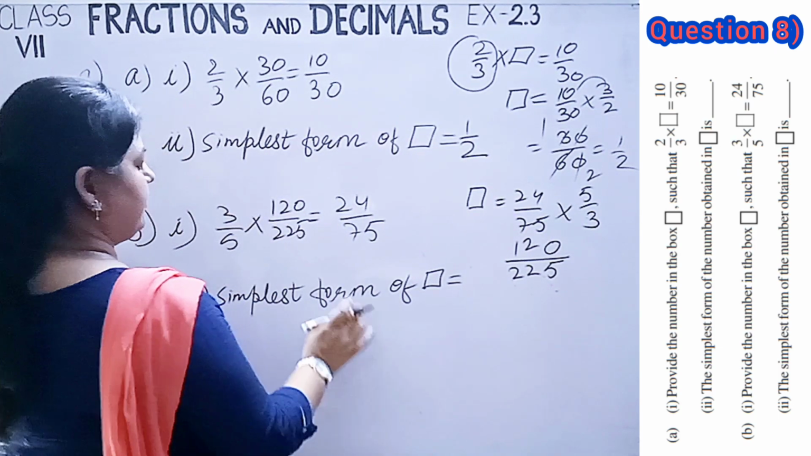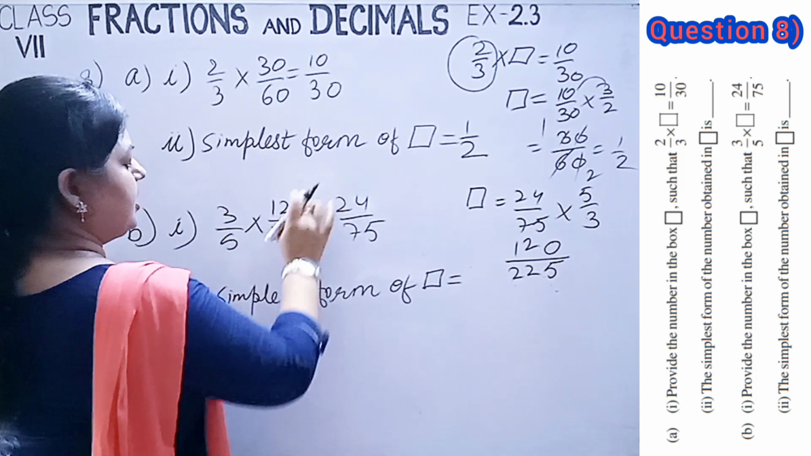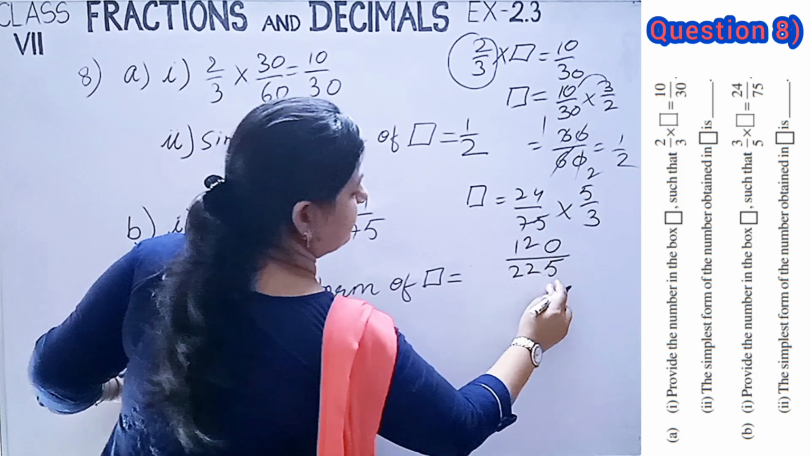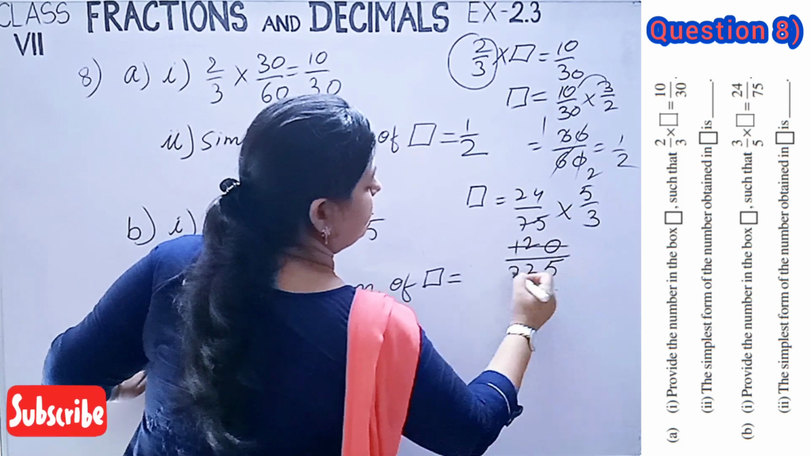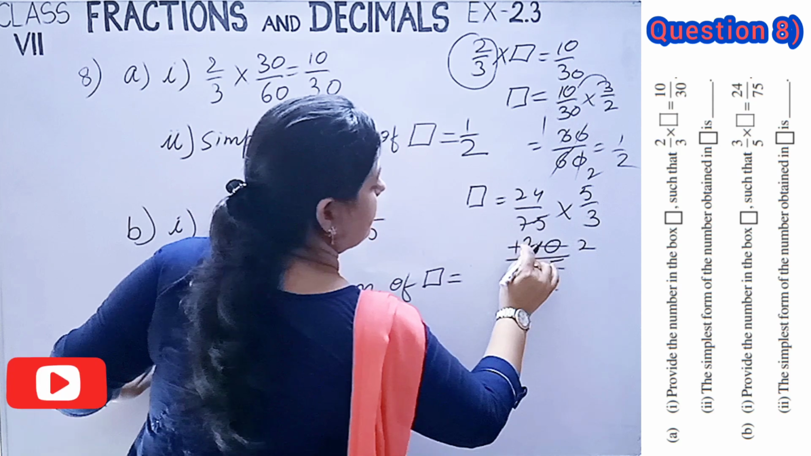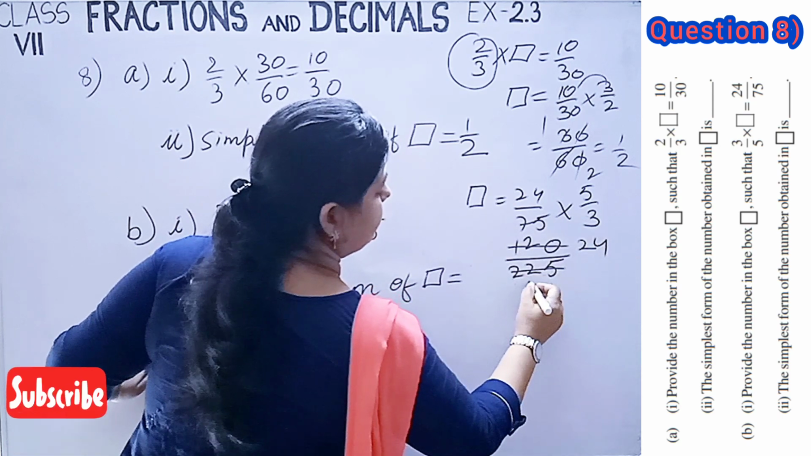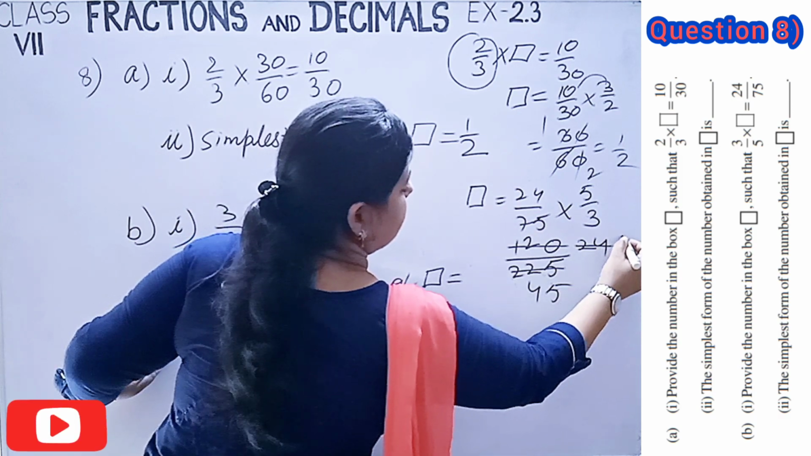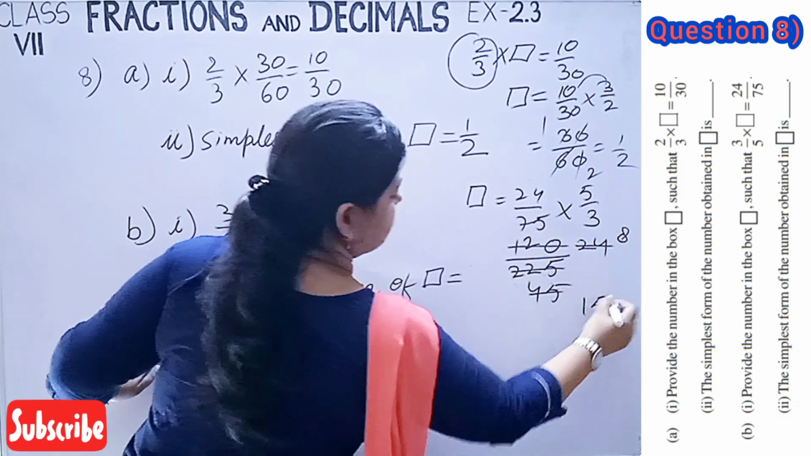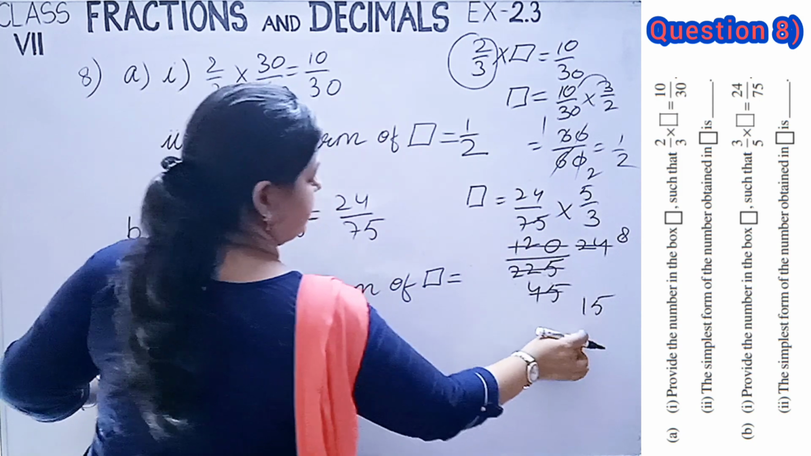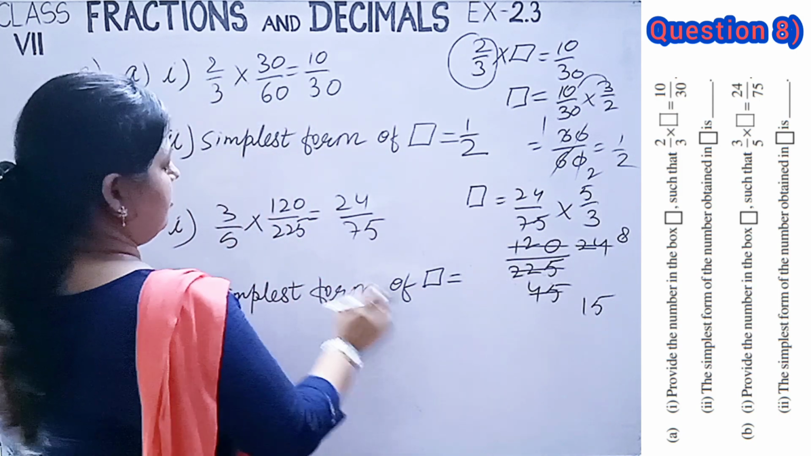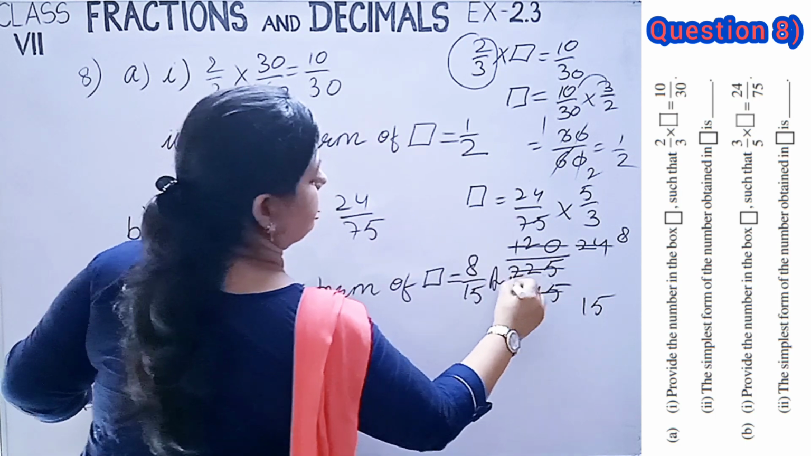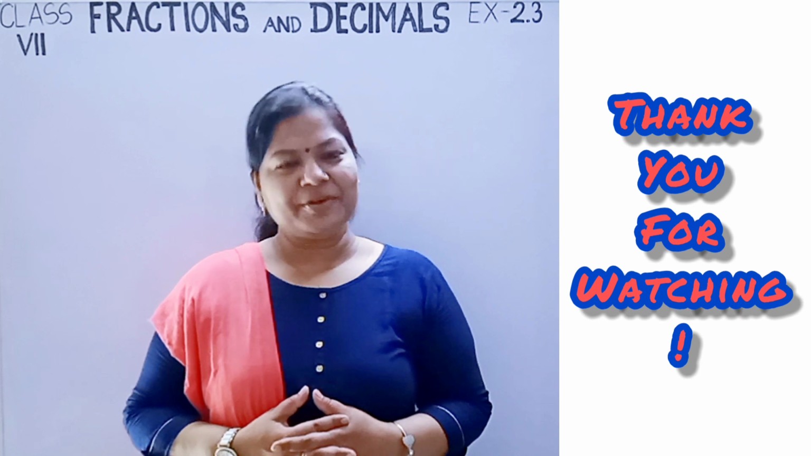Now in the second part we have to write 120 upon 225 in simplest form. So 5 2s are 10, 5 4s are 20, 5 5s are 25. 3 8s are 24, 3 1s are 3, 3 5s are 15. So 8 upon 15. It means the simplest form of this box is 8 upon 15. Answer. I hope you liked the video. Thank you for watching.